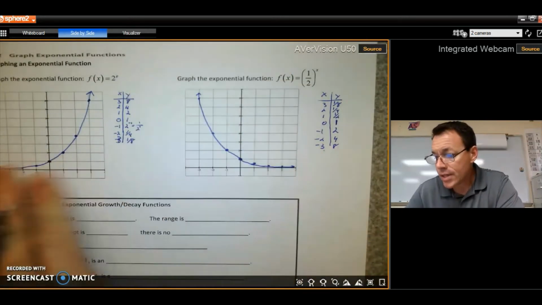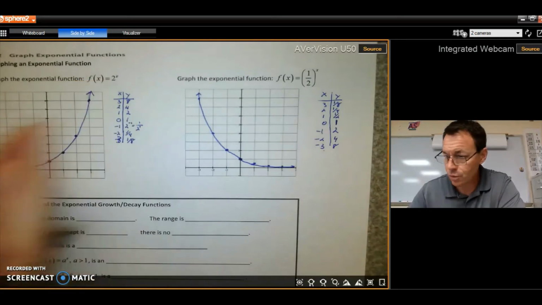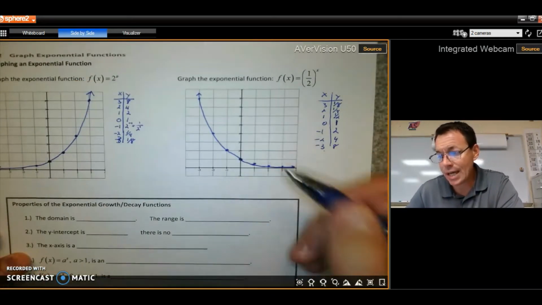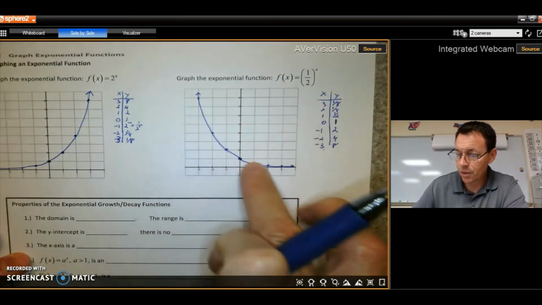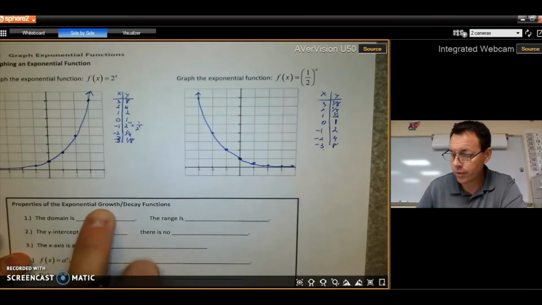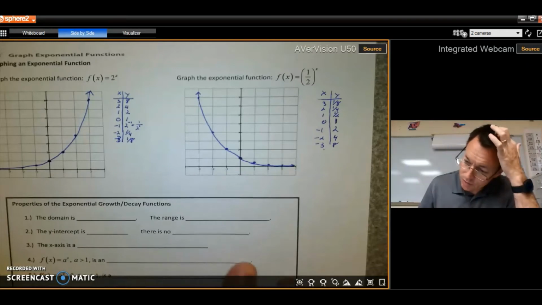All right. This is an example of what's called exponential growth. Things are getting bigger as you move from left to right. It's growing. Whereas this is exponential decay, where as time goes by, it's getting smaller and smaller and smaller, and it's getting small in a hurry. Okay, so this is growth, and we have decay. A lot of the properties of these two are very similar.